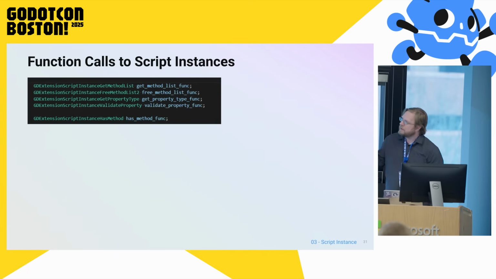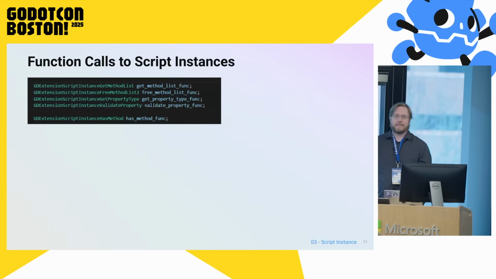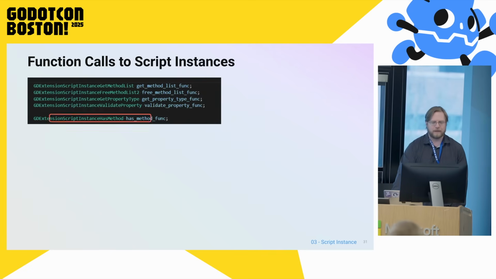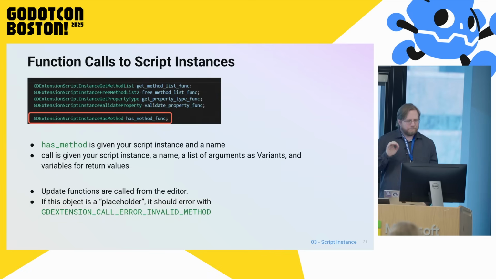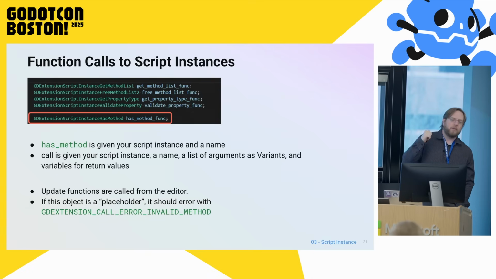You have these two functions on script instances, get method list func and free method list func, which are going to get the method lists and the property lists. Interestingly, this is mostly for the editor because it doesn't matter. Even though it has a list of methods, you're still going to get a call to has method func, the first time it wants to call the method, to see if it's there. So it's very important that you implement that. Has method is given your script instance and a name of a script to see if it's available. And then once it says, yep, that's a function I have on me, it will do a call giving your script instance a name, a list of arguments and variants.